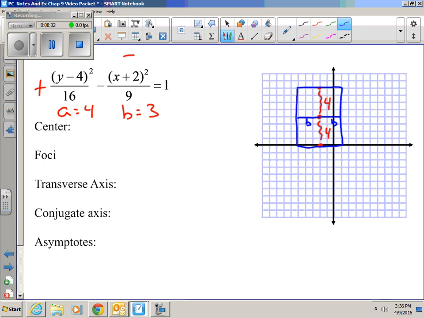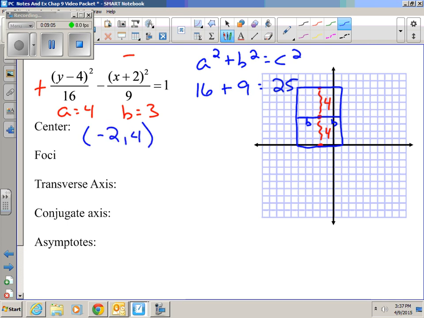And I'm going to find my C, and I'm going to do that by using A squared plus B squared is equal to C squared. A was 4, so 16. B was 3, so that's 9, and you can see right away that C is 5 because C squared is 25, and this is the 3, 4, 5 Pythagorean triple. So C is 5, which means now that let me write these in. So our center point was at negative 2, comma 4, and our foci are C away, which is 5. So up here and down here, because that distance right here is 5.